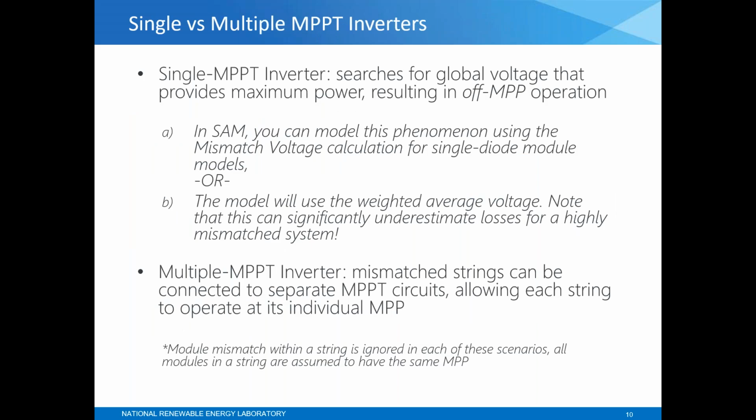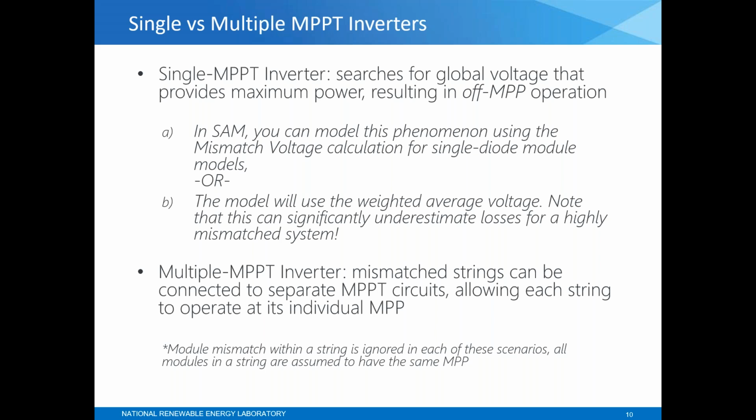Well, here's where we get into the realm of single versus multiple maximum power point tracking inverters. A single maximum power point tracking inverter would search for the voltage that provides global maximum power. And if you have some of the latter situations that we've discussed where the IV curves aren't the same for different strings, that might result in off maximum power point operation for any of the strings of modules. Now within SAM, which I'll demonstrate in a little bit, there's two different ways to model that particular piece when you have a single maximum power point tracking inverter.